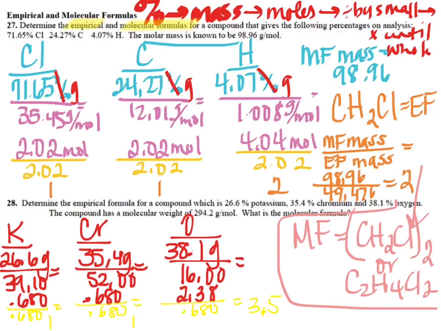Okay, so it is not a whole number, and I can't round up. So the next thing I need to do is multiply everything by a certain number to get it to whole. So 1's a whole number, 1 and 3.5 is not a whole number. So what do I need to multiply everything by to get 3.5 to a whole number? So everybody gets multiplied by 2. So my formula is going to be K2Cr2O7. So that's the empirical formula.